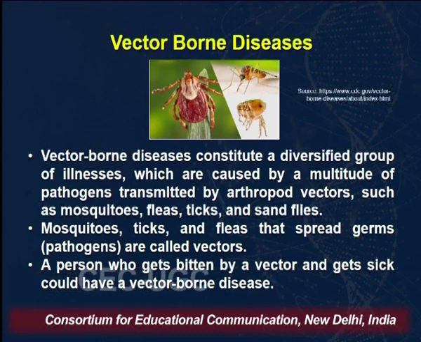Now, as I told you, the vector borne diseases constitute a diverse group of illnesses caused by pathogens. They are mainly transmitted by arthropod vectors, which include mosquitoes, ticks, and sandflies. How exactly do they spread? They spread the germs or pathogens or conditions from one person to another, or from animals to humans. A person who gets bitten by a vector and gets sick could have a vector borne disease.